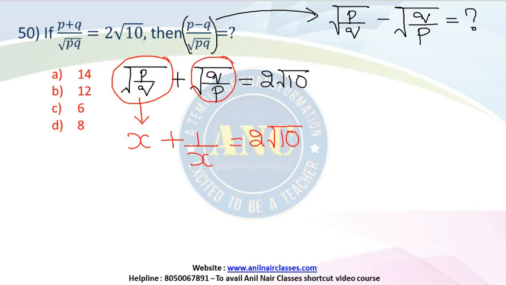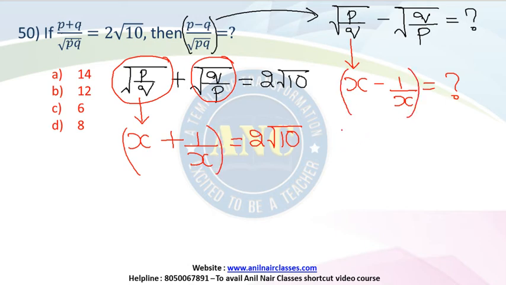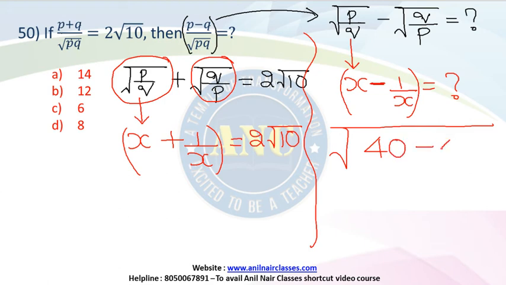If the x plus 1 by x value is 2 root 10, then x minus 1 by x is what they are asking. Very simple, sir. Once again, it is exactly similar to question numbers 48 and 49. X plus 1 by x is 2 root 10. X minus 1 by x is how much? This is nothing but plus or minus the square root of k square minus 4. Why minus 4? Because the question is asking for x minus 1 by x. K square is 2 root 10 whole squared, that means it is 4 into 10, 40. 40 minus 4 is 36. The square root of 36 is 6.